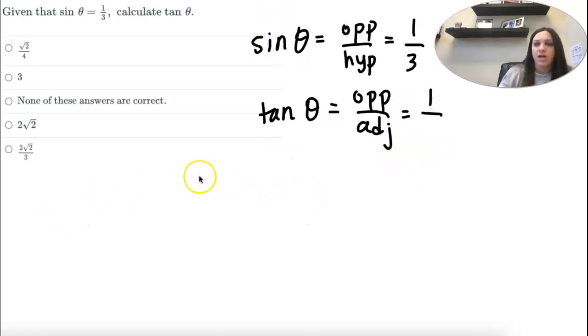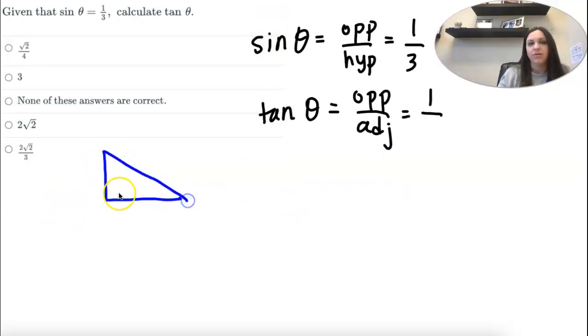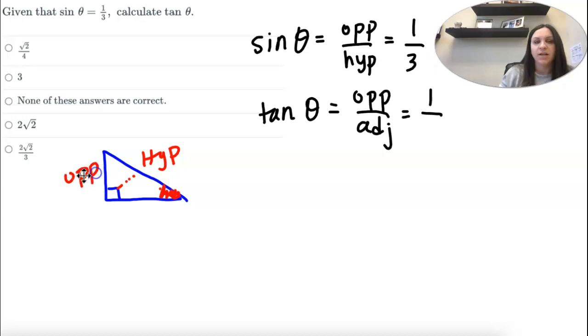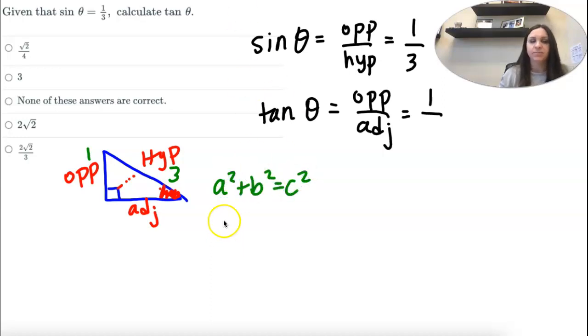So I'm going to draw a triangle because it's easier to see what's going on. So we have a right triangle. Across from the right angle is the hypotenuse. And then just pick any of the other angles, it doesn't matter which one. I'll do this one. Here's the opposite side and here's the adjacent. So we know the opposite's 1 and the hypotenuse is 3. We need to use Pythagorean Theorem to figure out the remaining side.